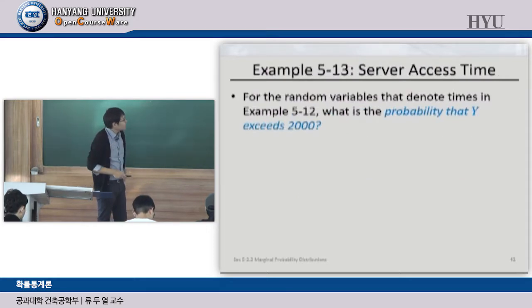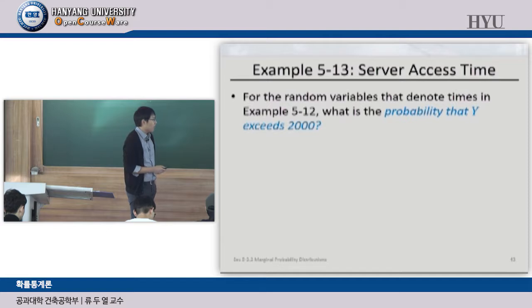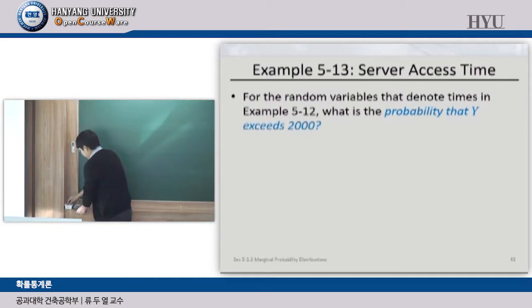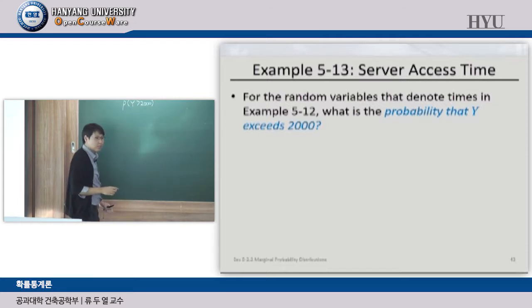And this is the example of the marginal probability density function. For the random variables that denote times, in the previous example 5-12, what is the probability that y exceeds 2000? This is the case of the marginal probability density function, right? We are going to discuss only y, okay? So, for this example, we need to calculate the probability of y when y is larger than 2000, okay?